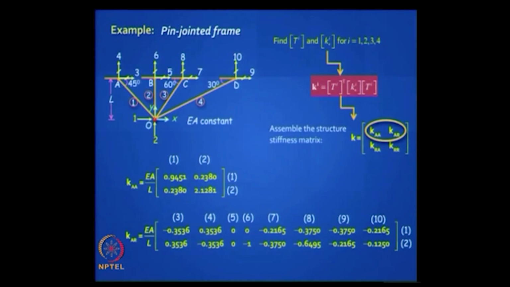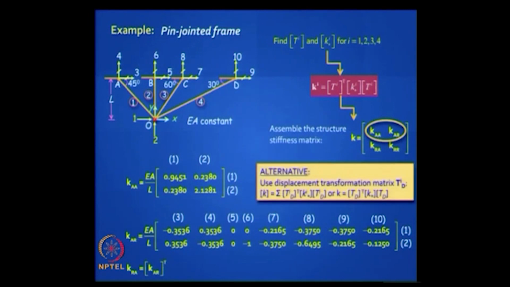1, 2 are the active degrees of freedom, and 2, 3, 4, 5 all the way to 10 are the restrained degrees of freedom, and Kra will be the transpose of Kar, and you can calculate Krr. You will never need Krr unless you have support settlements, because that's dr is usually 0.